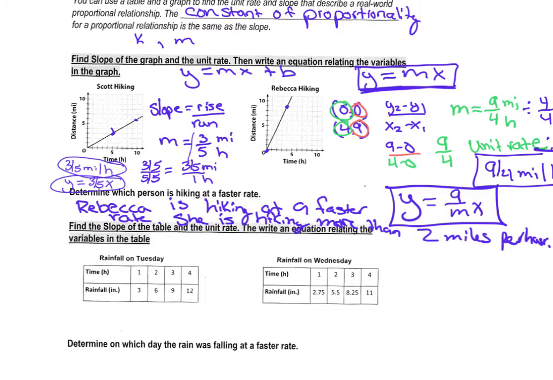But maybe Scott's hiking through a tougher terrain, right? It might take him longer. Or he's climbing up a ladder. And if you even looked at the graphs, you should see that this is a slower rate than this, right? Yup. That's faster.